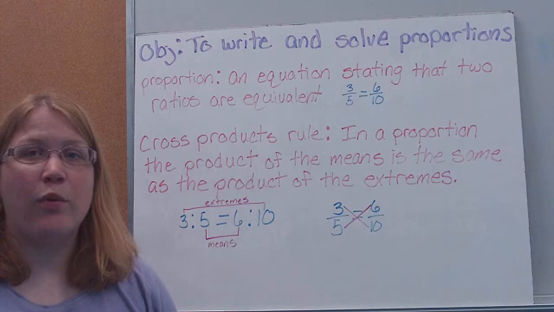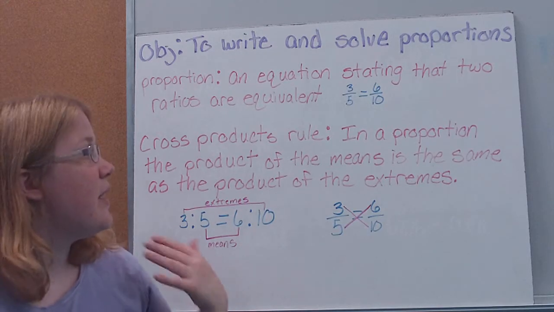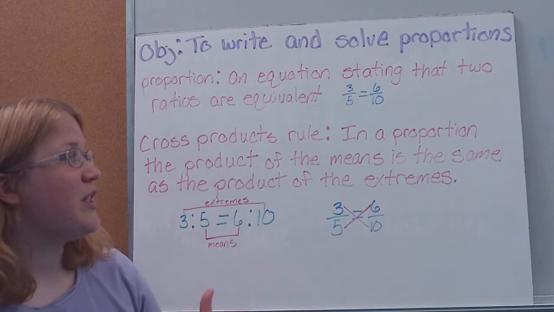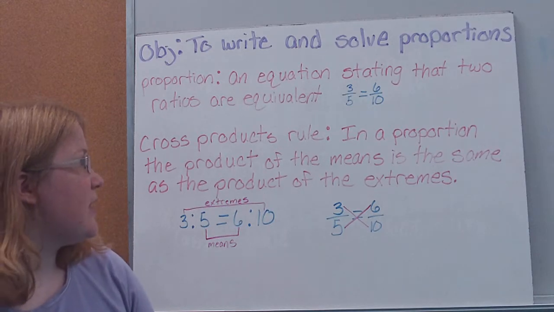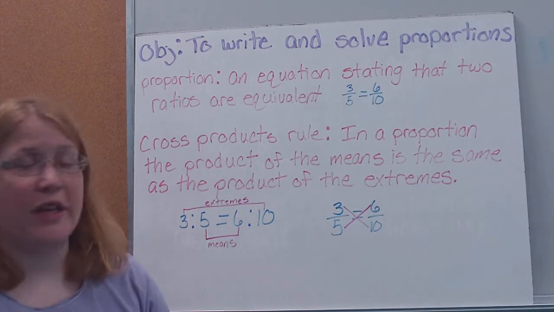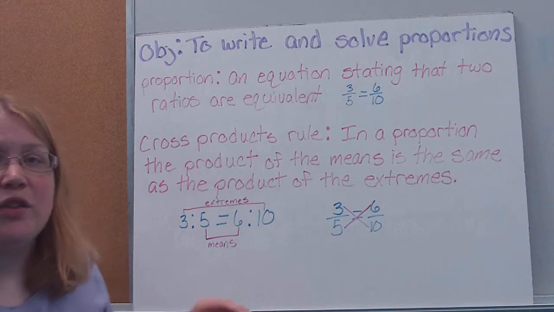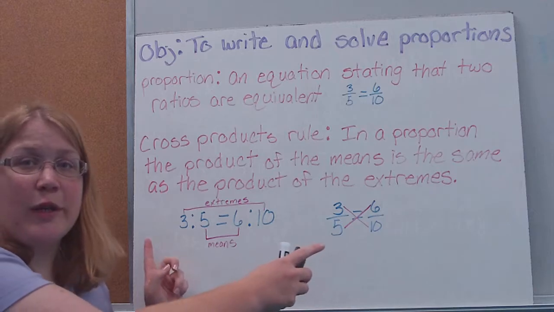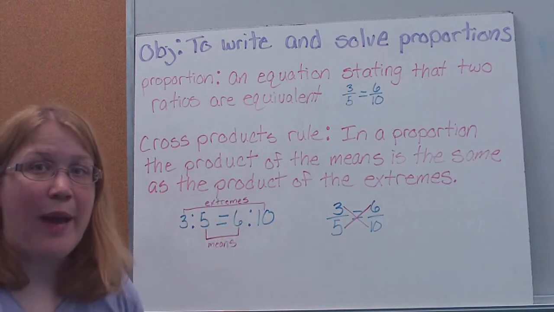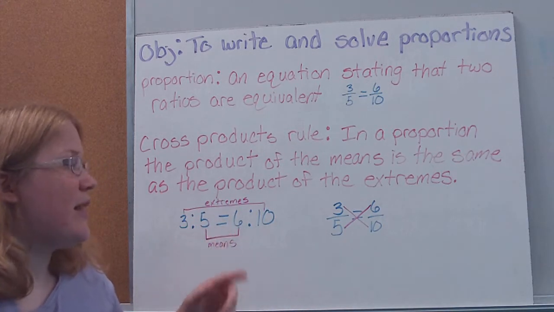Well, to determine that, what we're going to use is cross products. So we have a cross products rule, which states that in a proportion, the products of the means are the same as the product of the extremes. Now, what that looks like if we've written them in ratio form makes a little more sense. The extremes are the ones on the end, the extreme edge. The means are the ones in the middle.